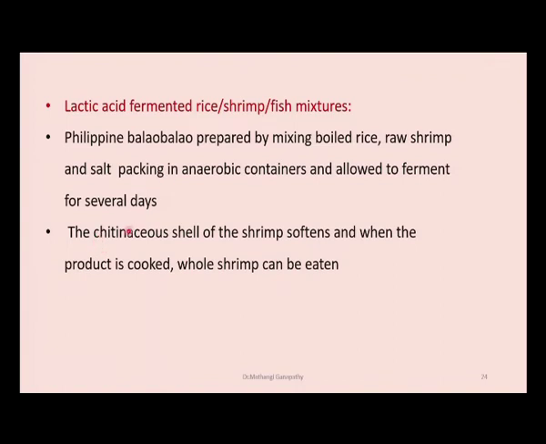So because of this fermentation, the chitin shell of the shrimp will become softened. When you cook this, remember we earlier said that fermentation will reduce the cooking time. So the chitinaceous shell, which otherwise cannot be cooked, because it is now softened, gets easily cooked, and along with the exoskeleton, which is the chitin, the shrimp can be consumed.